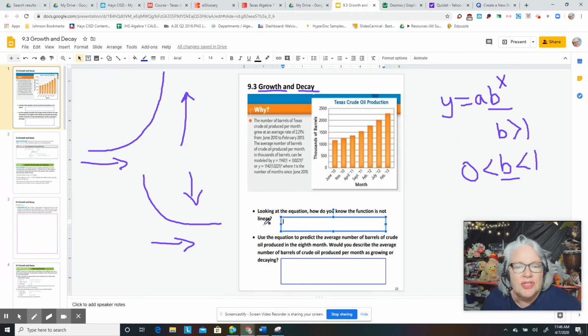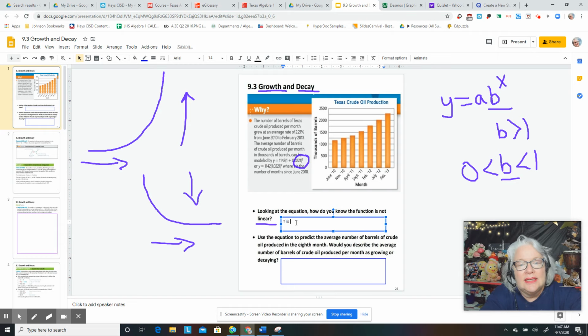So our first question is, how do you know it's not linear? The same exact question was asked in one of the other units. Where's your exponent? I just gave you the answer. Where is your variable? Your independent variable t is an exponent. Right there, that tells you that this is not a linear function.